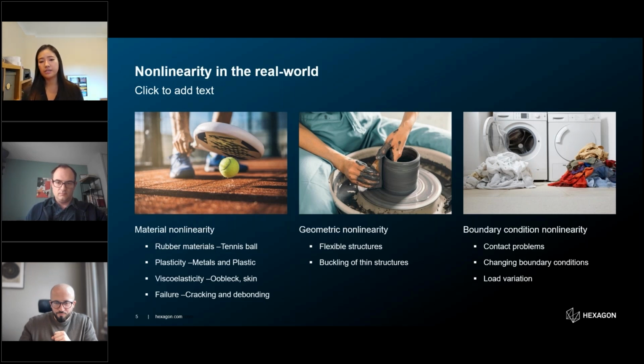Geometric nonlinearity is when deformations are large enough to change the geometry of the structure significantly, affecting its response to the loads. Examples include bending of beams, buckling of columns, and flexible structures. And finally, boundary condition nonlinearity arises when the constraints or supports of a structure change during the loading. This can be seen in scenarios where the contact conditions change, for example, door hinges and bridge bearings.